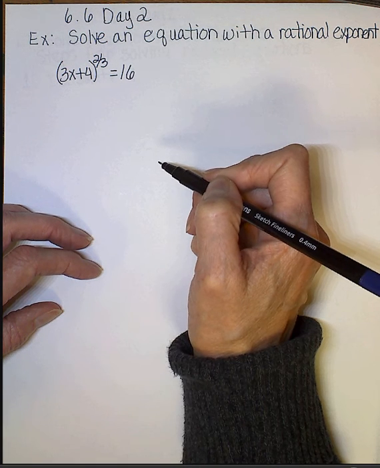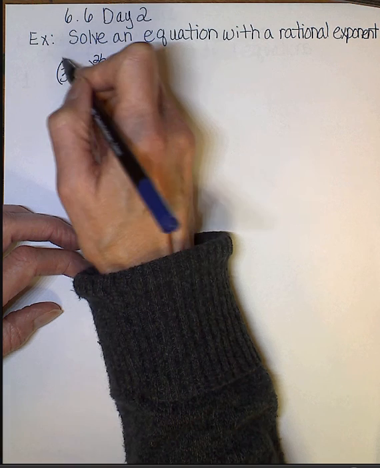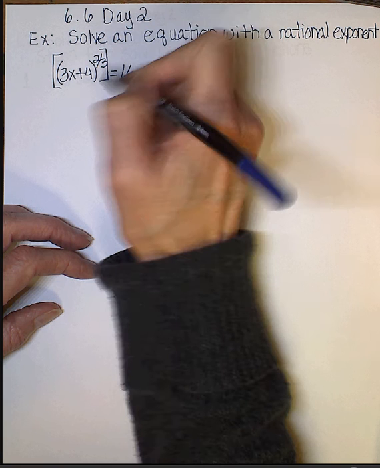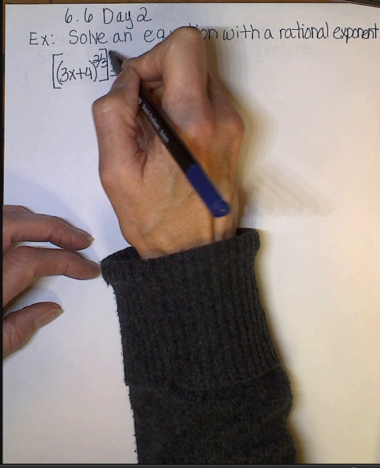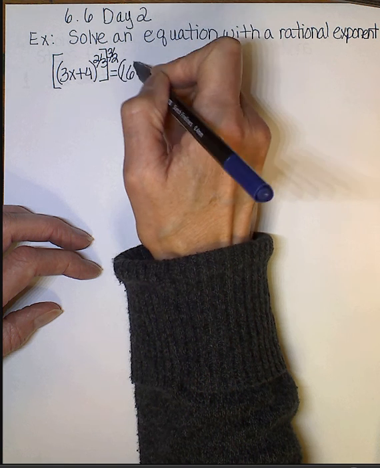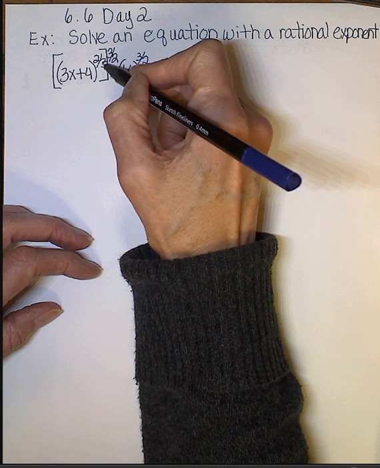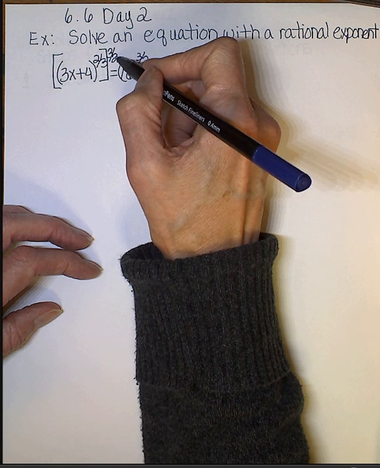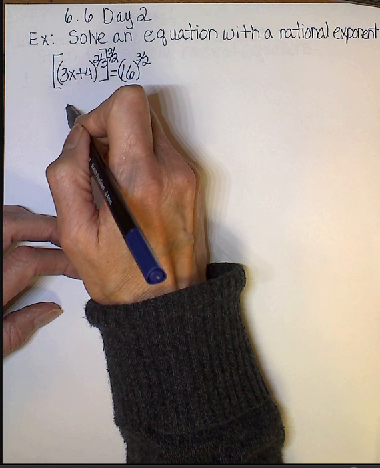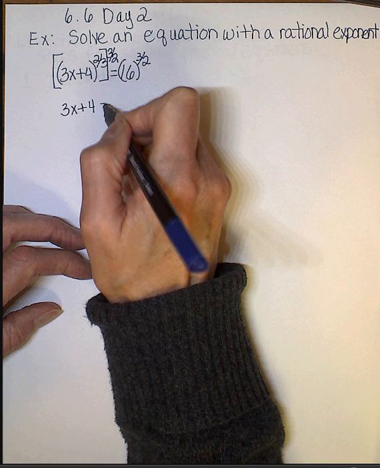So this one is already isolated, it's by itself, so we're ready to raise it to the power that will eliminate that exponent. And in this case, we raise it to the reciprocal power on both sides. When you multiply 2/3 times 3/2, you just get 1. And that's how it eliminates that rational exponent. So I just end up with 3x plus 4.